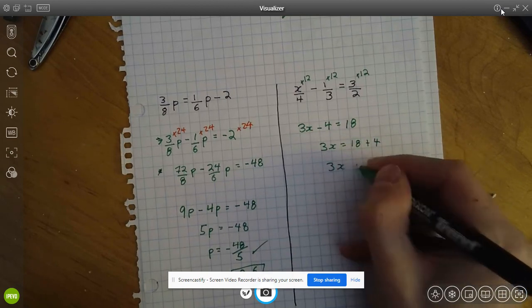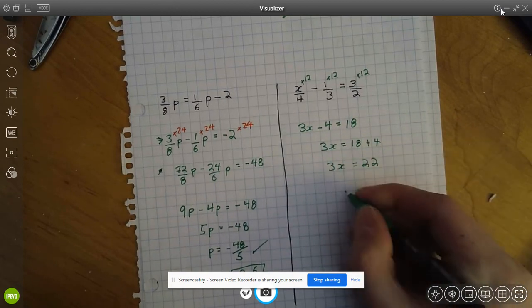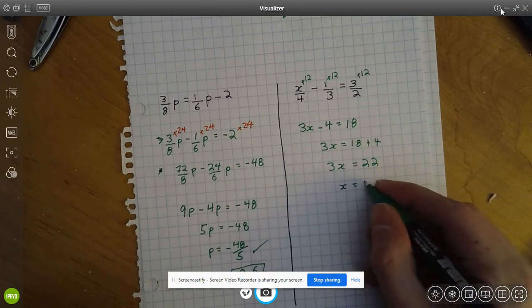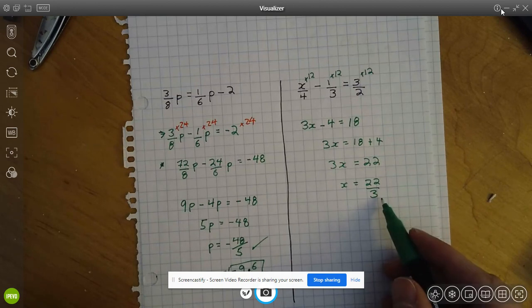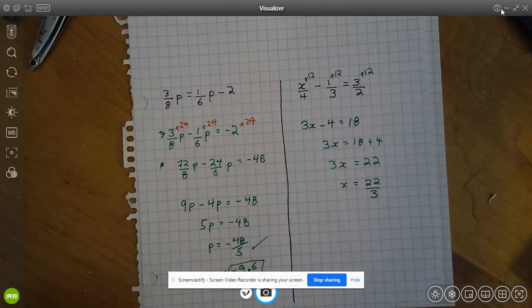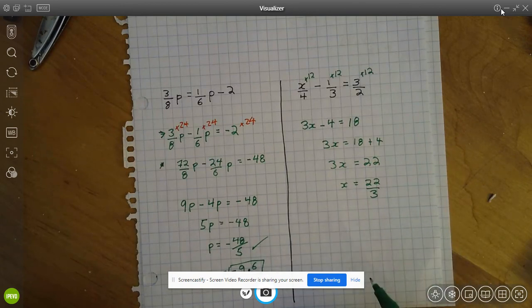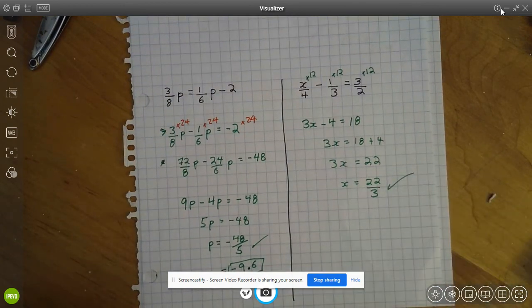So I have 3x equals 22. And to get x by itself, I need to move the 3 over. So it becomes x equals 22 divided by 3. And again, I'd much rather leave it in this fractional form than have to divide and have a decimal that goes on forever. So that would be my final answer when I'm dealing with fractions.